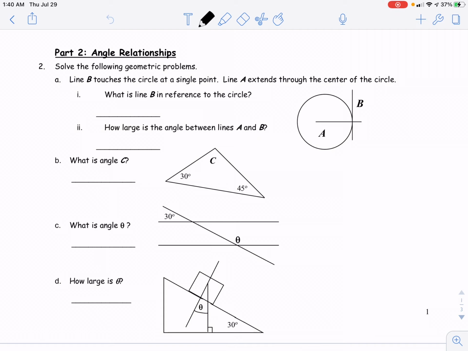Let's begin. Question 2. Solve the following geometric problems. Part A. Line B touches the circle at a single point. Line A extends through the center of the circle. What is line B in reference to the circle? Well, line B touches the circle in only one spot, and that's right there.